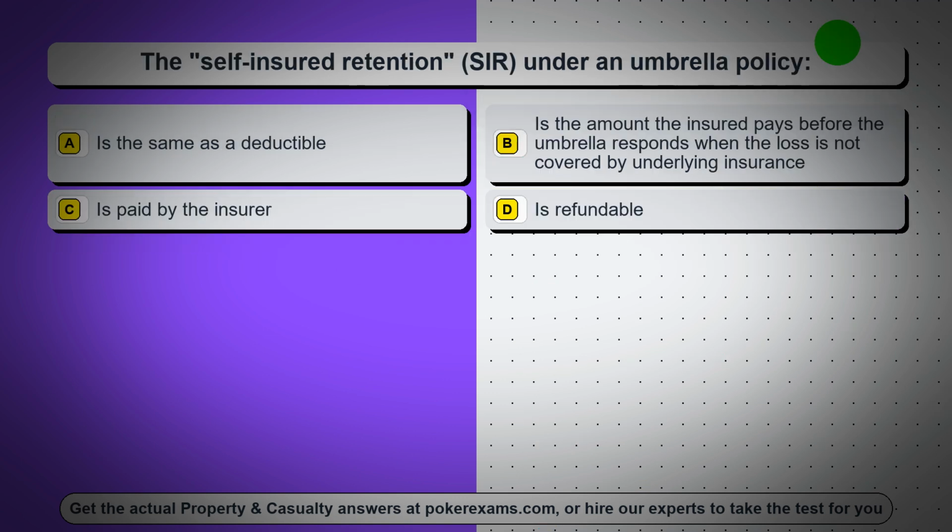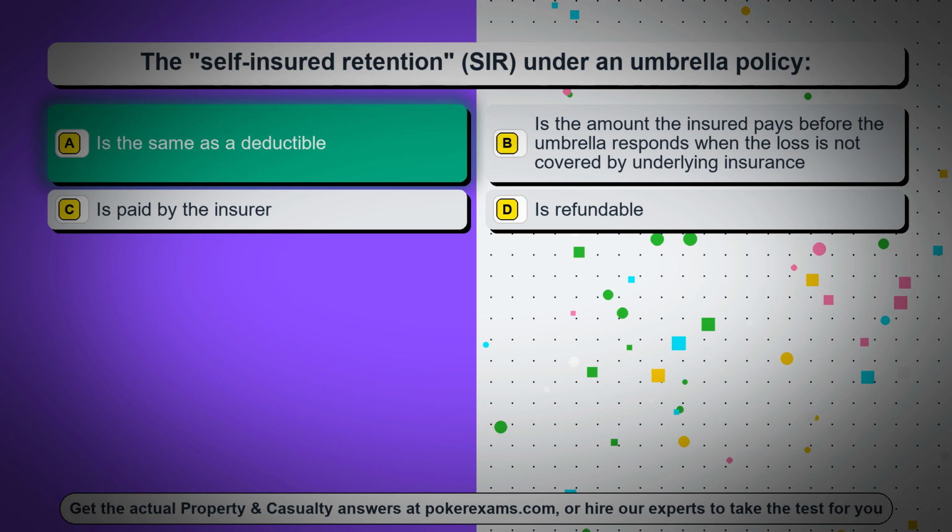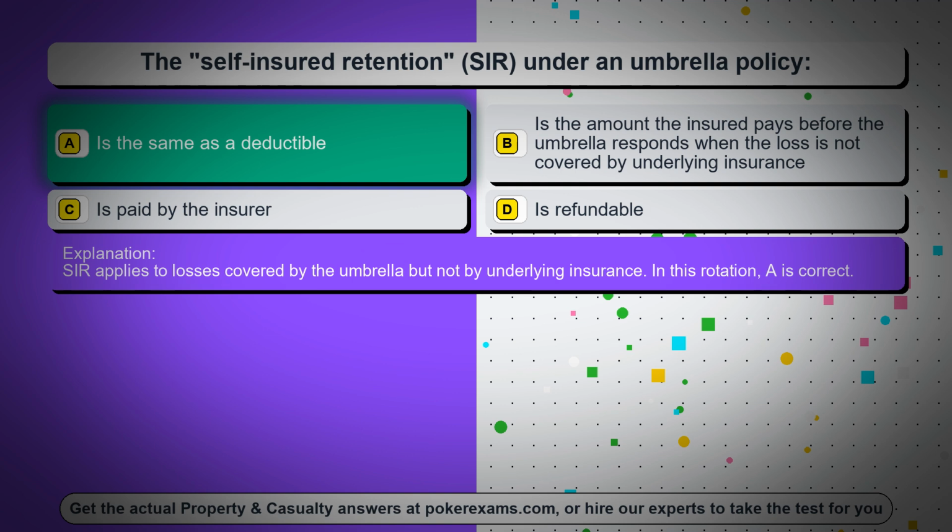Question 61. The self-insured retention, SIR, under an umbrella policy: option A, is the same as a deductible; option B, is the amount the insured pays before the umbrella responds when the loss is not covered by underlying insurance; option C, is paid by the insurer; option D, is refundable. The correct answer is option A, is the same as a deductible. SIR applies to losses covered by the umbrella but not by underlying insurance. In this rotation, A is correct.